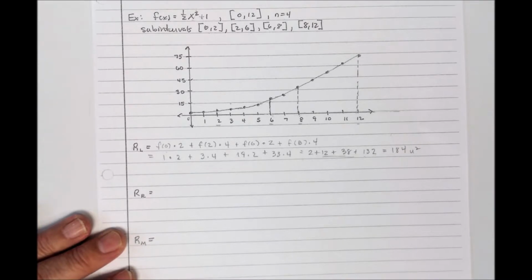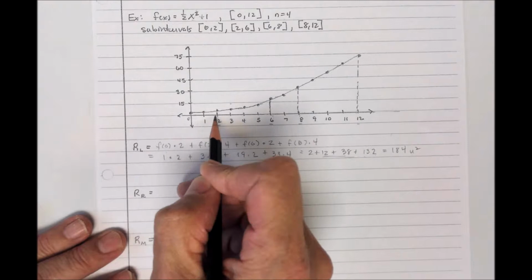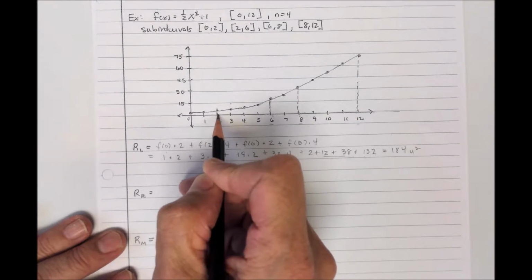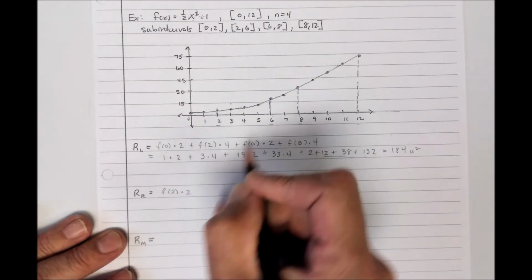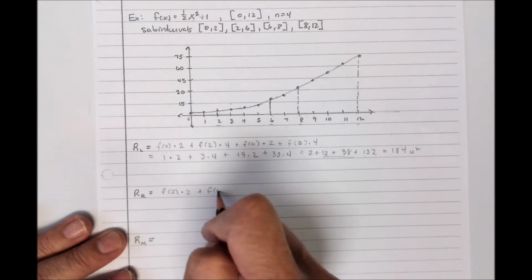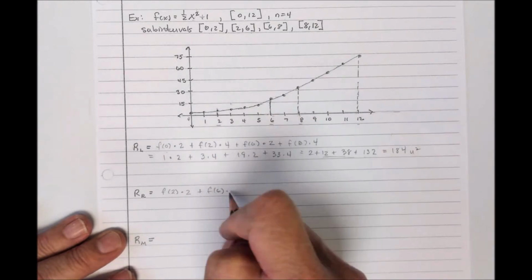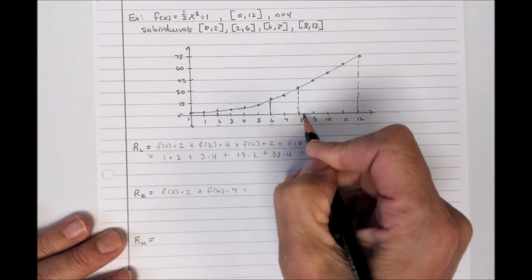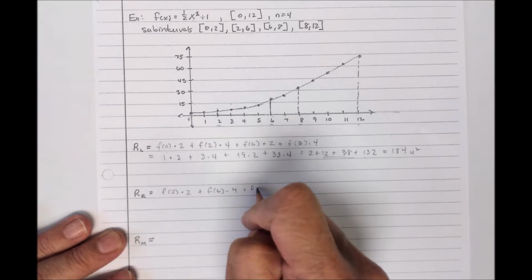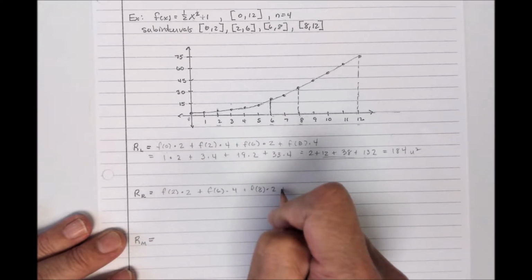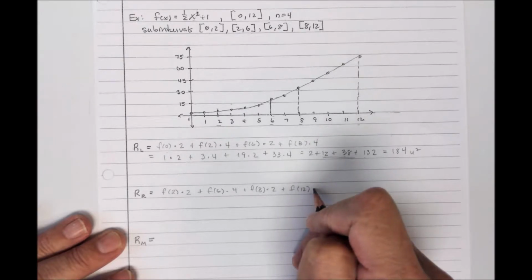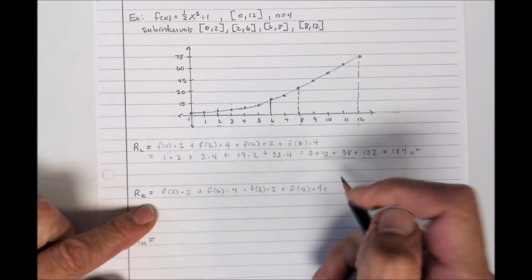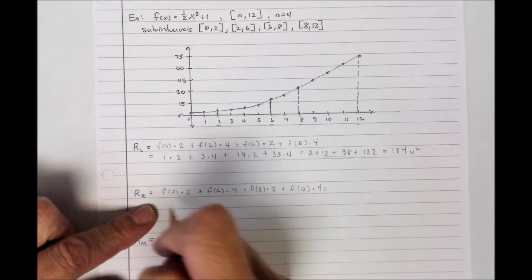Now for the right Riemann sum, it's very similar, except we use the right endpoint. For the first subinterval from 0 to 2, we use the y value at x equal to 2. So we'll have f of 2 times 2, the right endpoint, plus f of 6 times the width, which is 4, plus f of 8 times 2, and then for the last one it'd be f of 12 times 4.